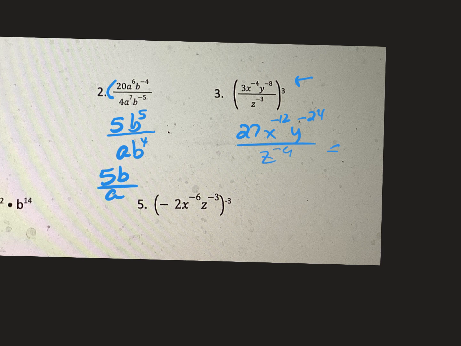And now I just got some flipping to do. The 27 stays. It has no negative exponents. The x goes down, the y goes down, and the z goes up to make everything positive. That's all you got to do on that one.